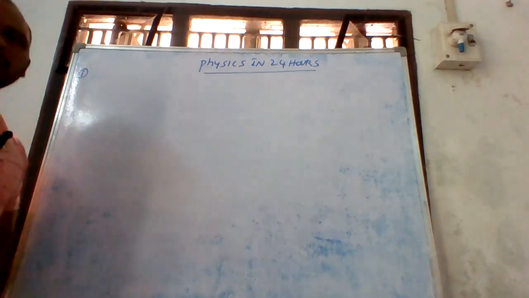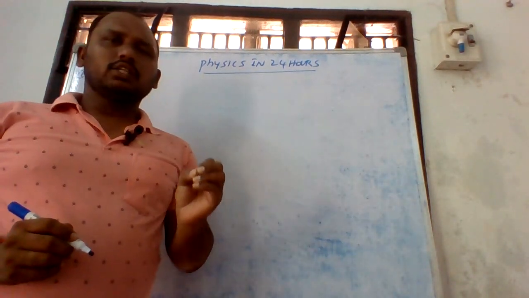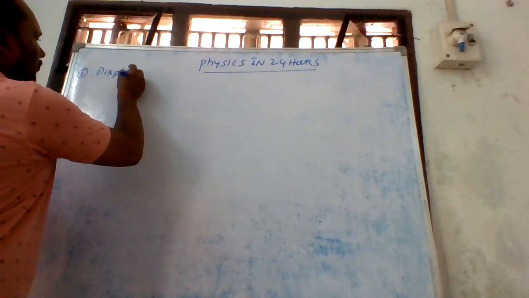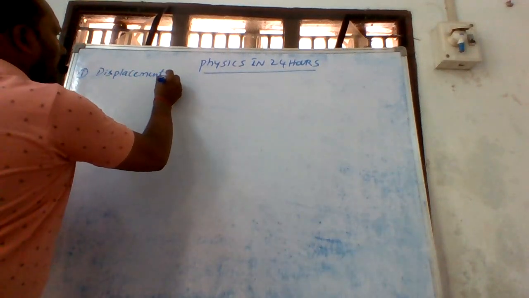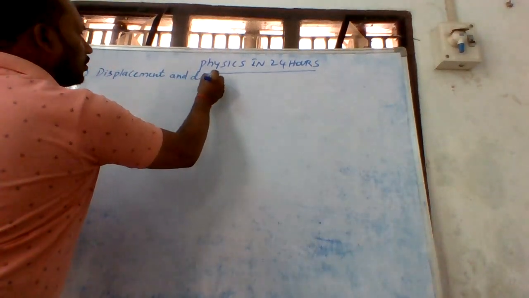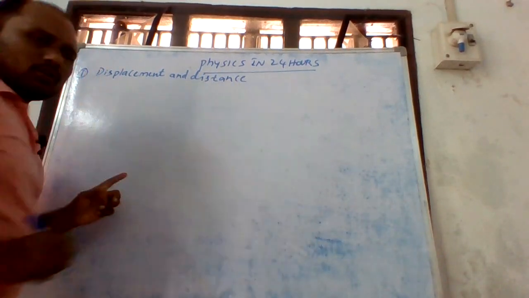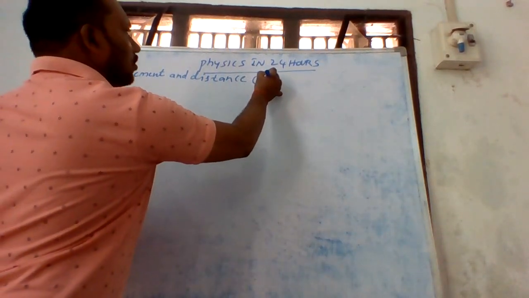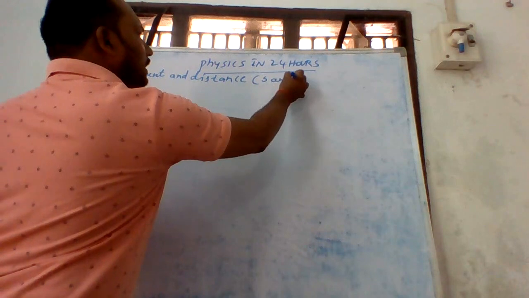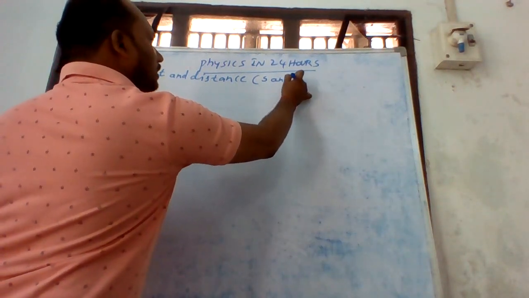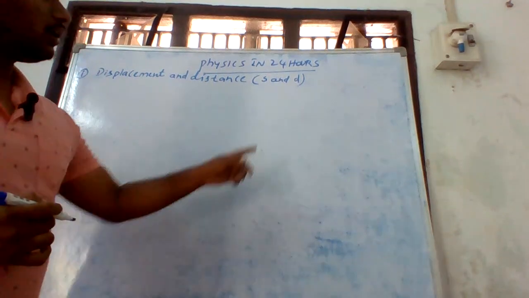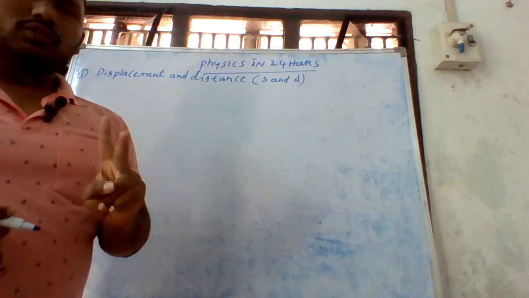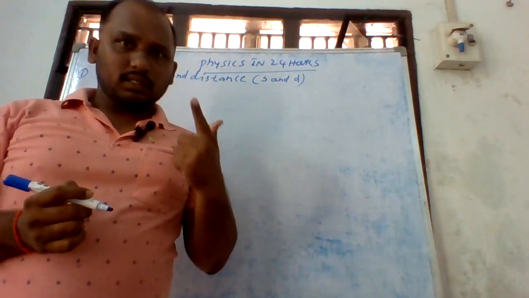The first topic, very important in physics, is displacement and distance. Generally displacement is indicated with the letter S and distance is indicated with the letter D. So I am using two symbols here: for displacement S, and for distance D.